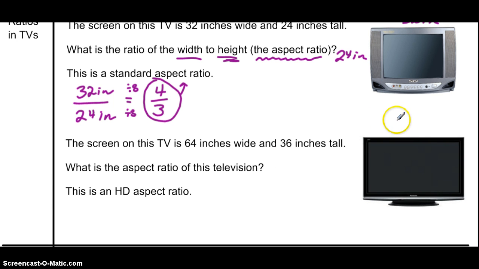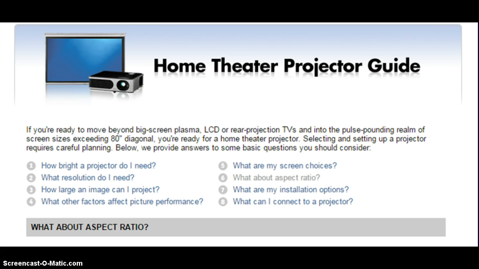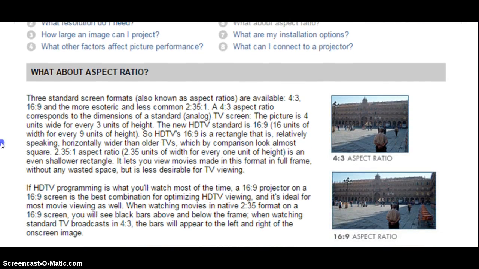So for this one, we've got a TV that's 64 inches wide and only 36 inches tall. And so we'll write the ratio of 64 to 36, also called the aspect ratio. And if we divide both the top, the numerator, and the denominator by 4, we'll end up with 16 over 9. And 16 over 9 is actually the HD aspect ratio. If you ever plan on buying a big TV or maybe creating a home theater system with a projector, then you'll actually have to think about these aspect ratios of 4:3 and 16:9.